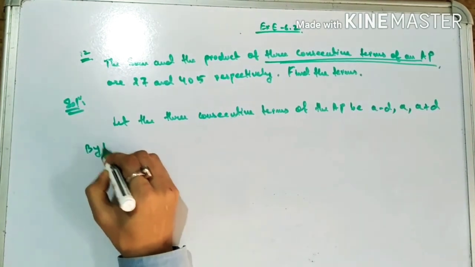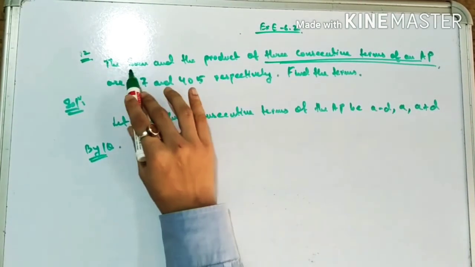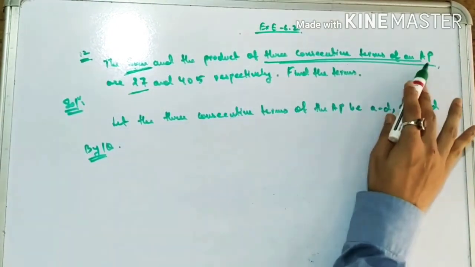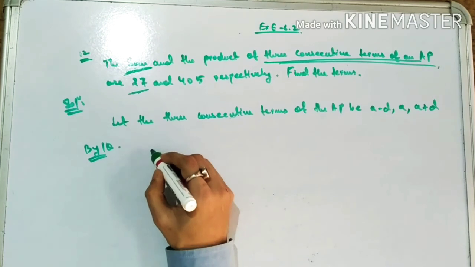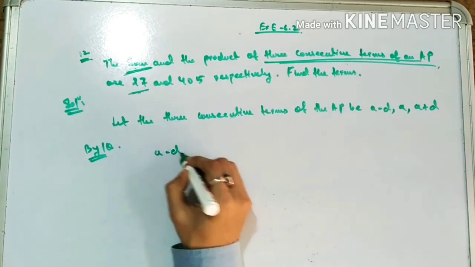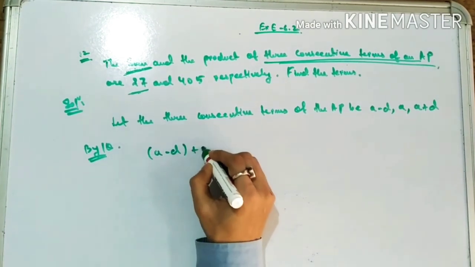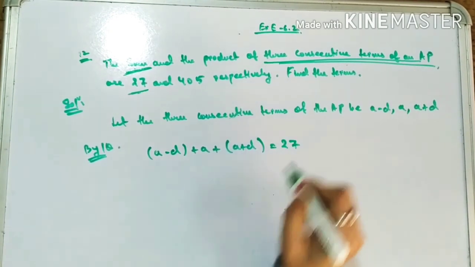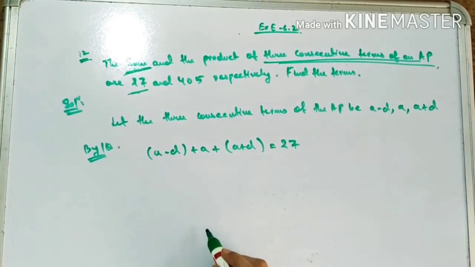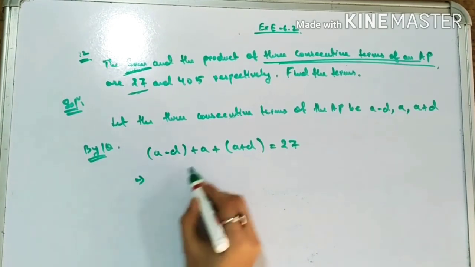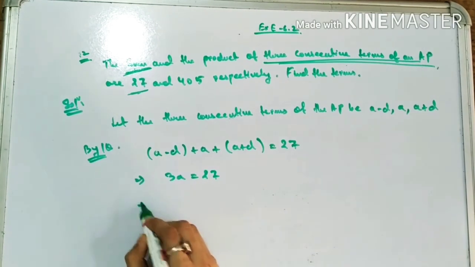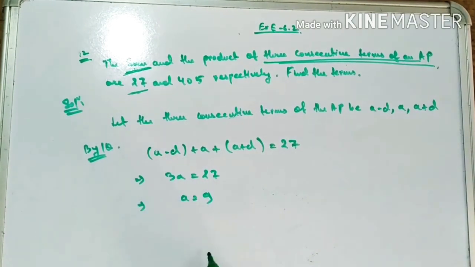So by question I can say that the sum is given as 27. Sum of three consecutive terms is given as 27. So by question I can take A minus D plus A plus A plus D is equals to 27. So if I solve this, I will get 3A is equals to 27, A is equals to 9. Yes, A is equals to 9 I got.